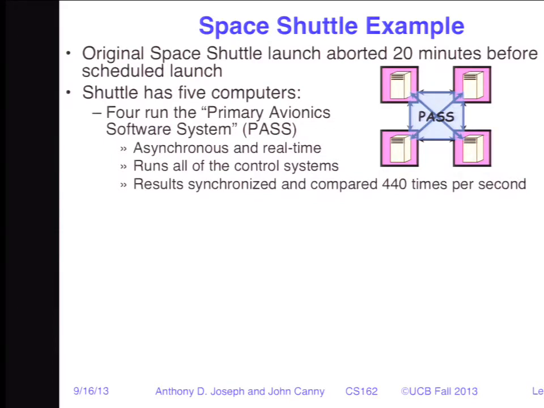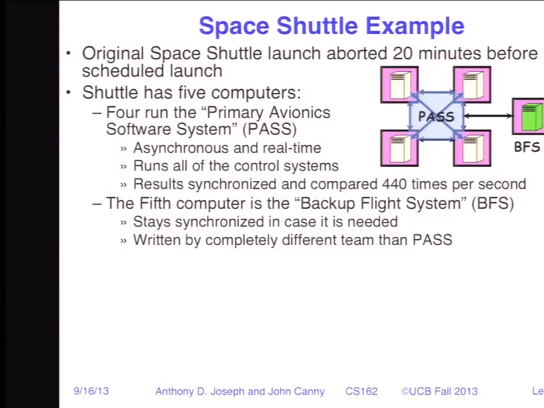So they implemented a fifth computer, the backup flight system, that was similar hardware, but running entirely different software, written by a completely different software team. It's called software fault tolerance. And this computer is also comparing results with the other computers 440 times per second. Right, so we've got hardware fault tolerance through these four computers that are talking together very tightly, and we've got a fifth computer that's doing software fault tolerance. So the idea was to provide a high degree of reliability and availability for the entire duration of the mission.